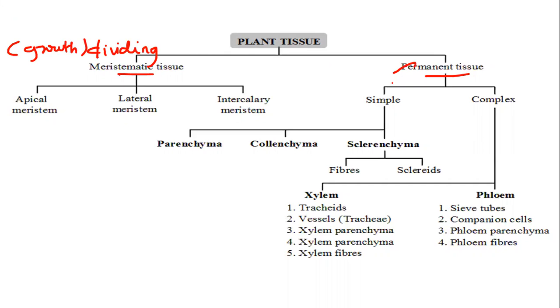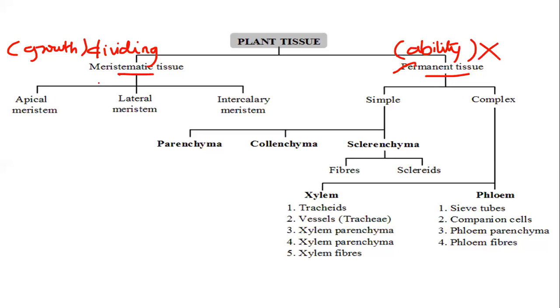In permanent tissues, they lose the ability to divide. The ability of division will be lost. Meristematic tissue is the place where the cells start dividing and growth occurs, whereas in permanent tissues the ability of division stops and the growth is also terminated, right?